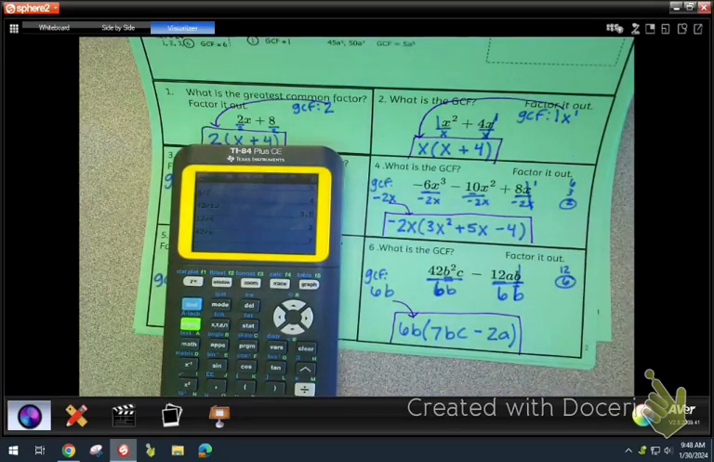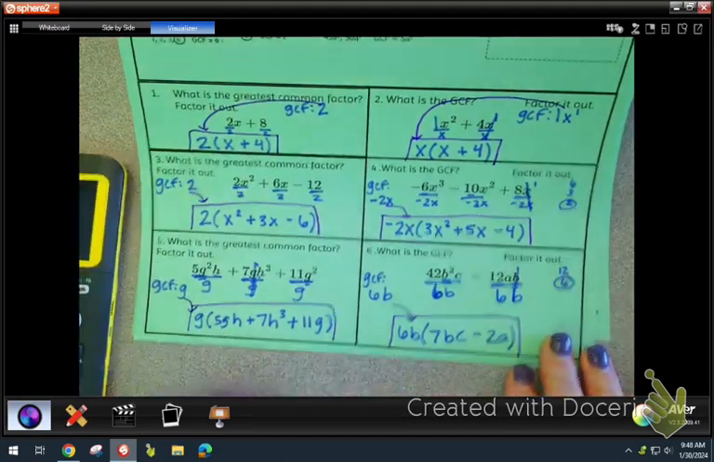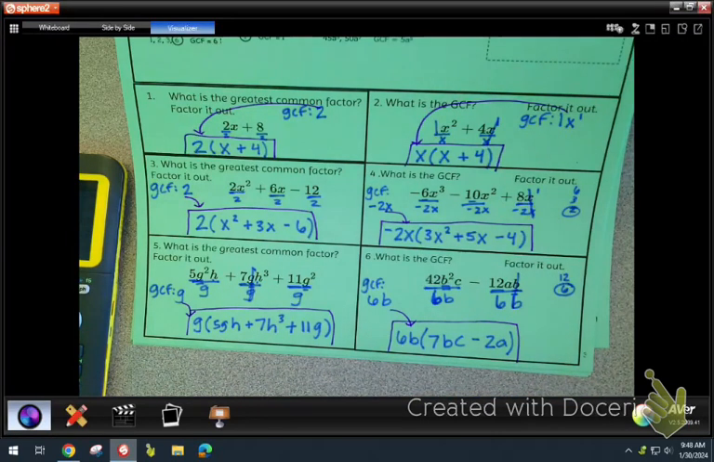So again, 5 and 6 aren't going to be as prevalent as we move on in our stuff, but it is good to be able to do. Let's do a 2-minute brain break. 2 minutes. Here we go.